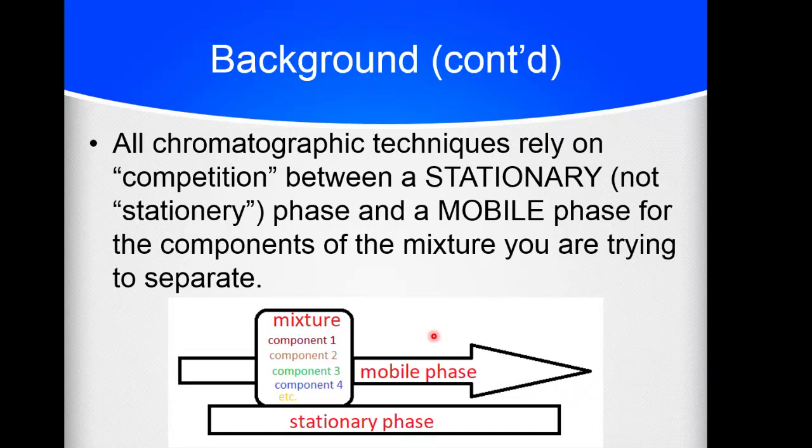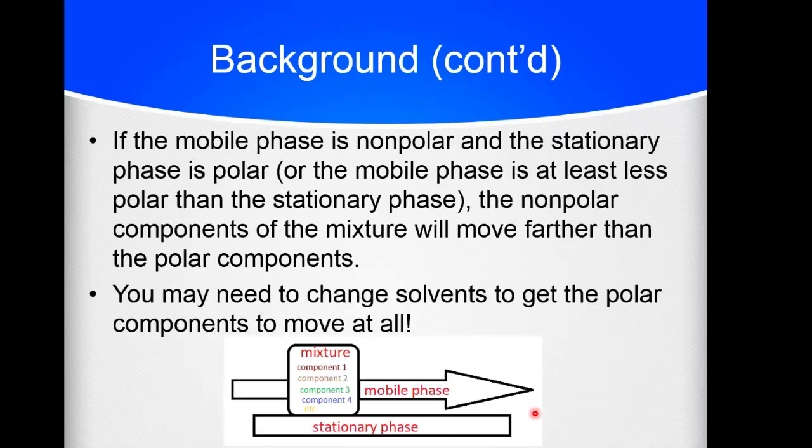Although in thin layer chromatography, you're looking at how far it passes up the stationary phase. It doesn't fly off the end. You don't want it to fly off the end. So if your mobile phase is not polar and your stationary phase is polar, or at least the mobile phase is less polar than the stationary phase, non-polar components of the mixture are going to move farther. They're more attracted to the mobile phase than the stationary phase.